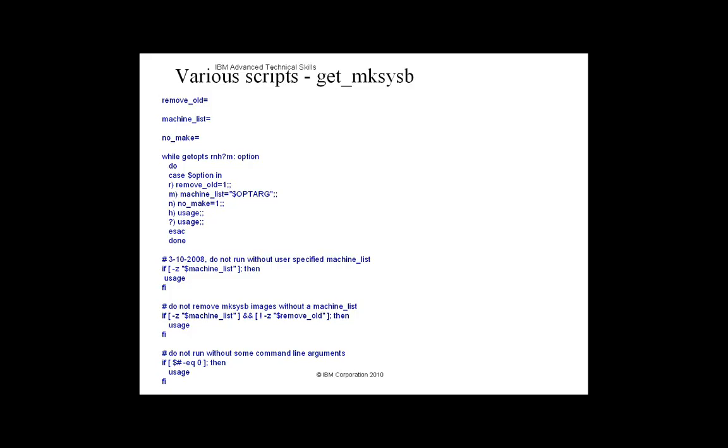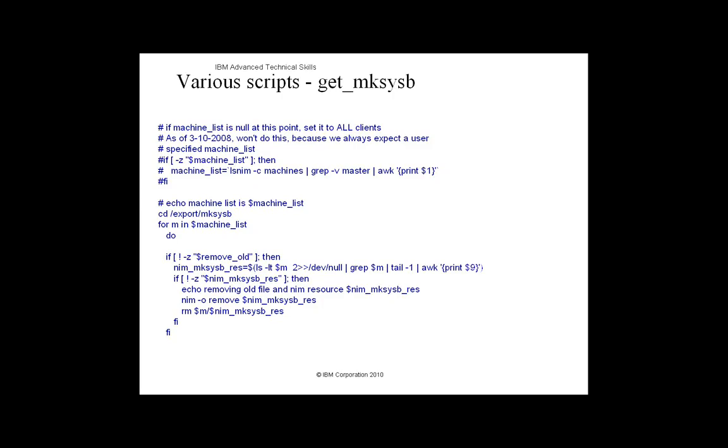Next page, you see me setting the variables empty: remove old, machine list, and no make. Then we parse through the command line options, and I put a few checks in here. I'm going to give you the usage message if you run without a machine list, and we'll exit. I won't remove a mksysb image without a machine list. I must have some command line arguments. Any way that I can stop this thing, I'll stop you there. And we commented out the setting of the machine list to all clients.